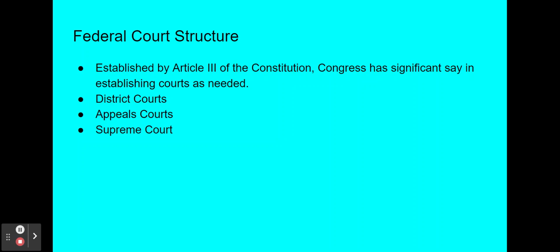A verdict is dropped by that level, and the plaintiffs can decide to appeal to the appeals court. That case is then heard in the appeals court, and once that verdict is laid down by the appeals court, then the appeals court decision can be heard by the Supreme Court.